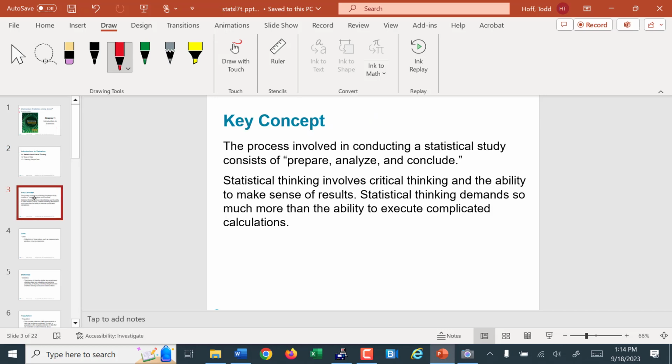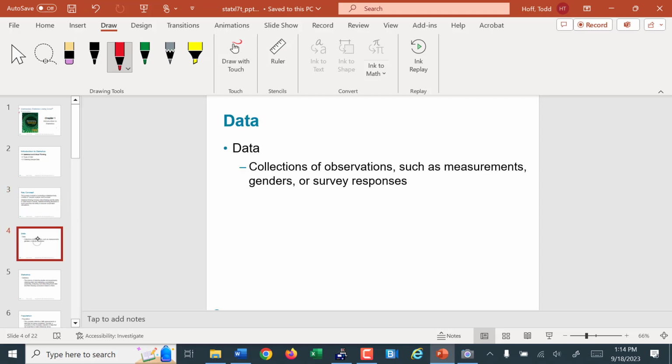So our key concept here, the process involved in conducting any statistical study consists of what this textbook uses as a prepare, analyze, and conclude kind of a flow chart. So this process involves critical thinking and the ability to make sense out of the data and the statistical process. So it's not just gathering a bunch of numbers and doing calculations and displaying it. There's a very set process that has to be followed to make sure that we collect reliable data and we have a problem that can be addressed.